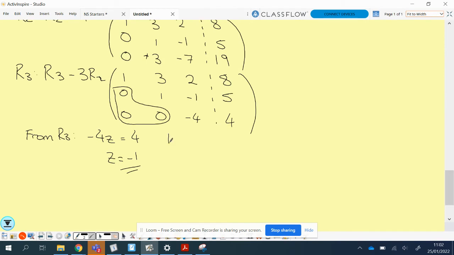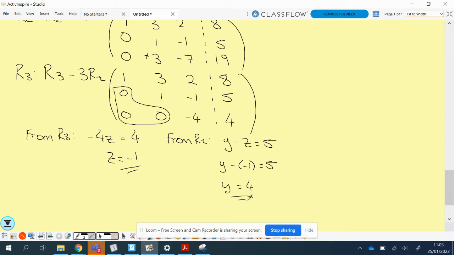Okay, so if I now go to, if I put this back up slightly, there we are. If I now go to row 2 now, okay, you always do it from the bottom, that's telling me that I've got y minus z equals 5. Okay, that means that y take away negative 1 equals 5. Okay, which will then lead me to solving that y is 4. Okay, so should get y is 4 there. Are you okay with that one? Yeah.